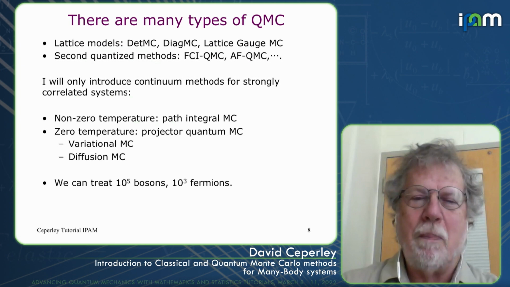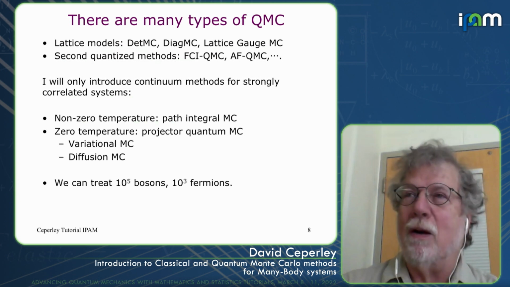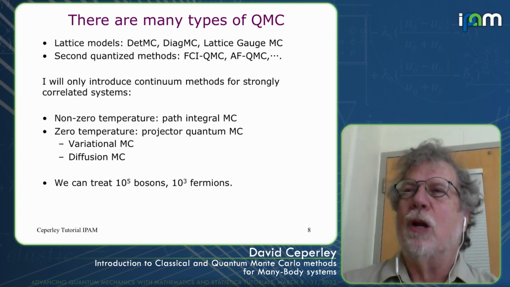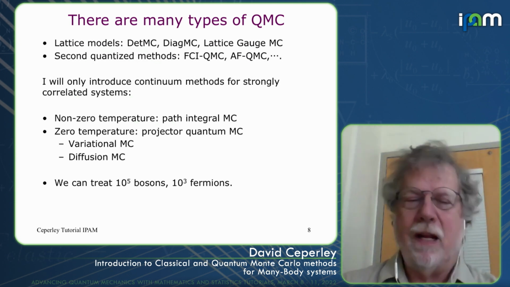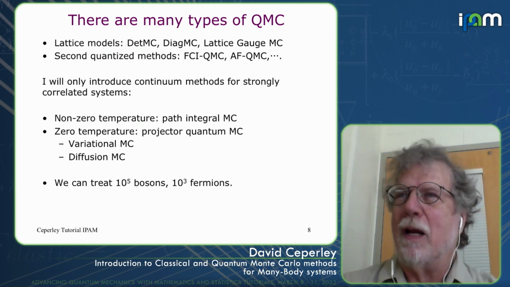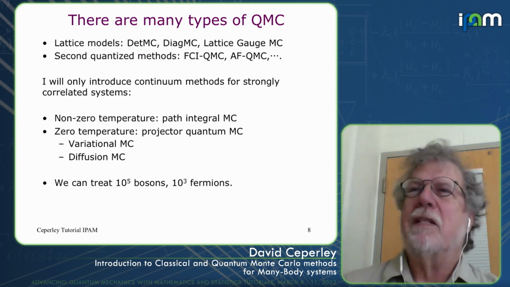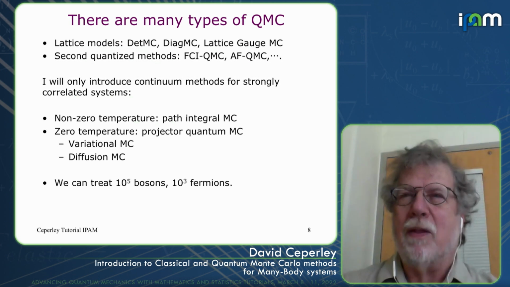And so I'm going to talk about three different methods very briefly. The first is path-integral Monte Carlo. That's in a way the most intuitive and the closest to a classical problem. And the second are Variational and Diffusion Monte Carlo, that are ground state methods or single state methods.